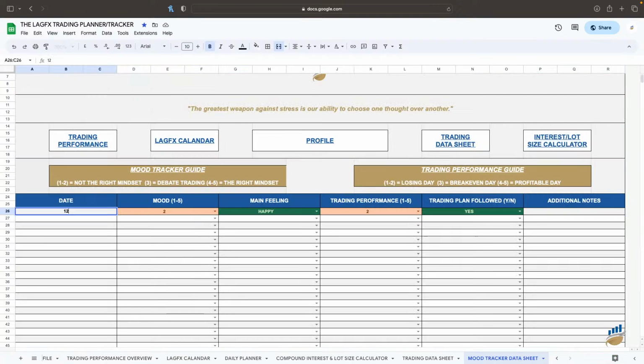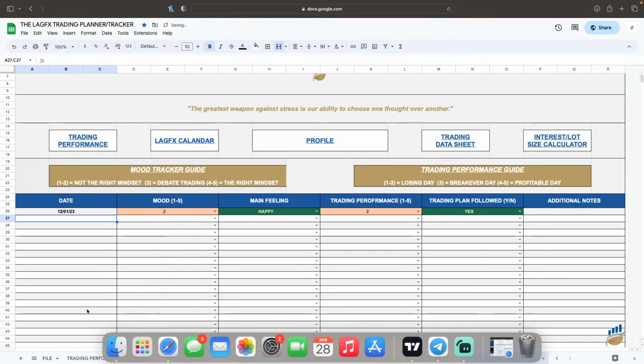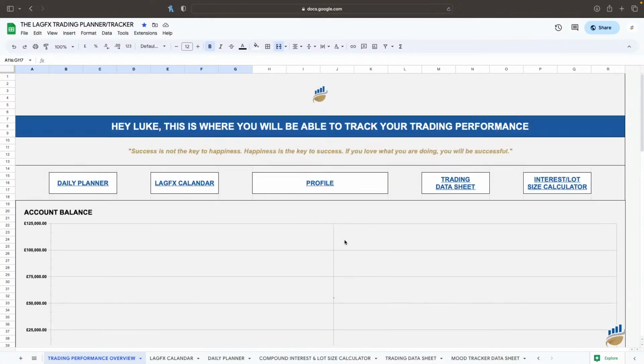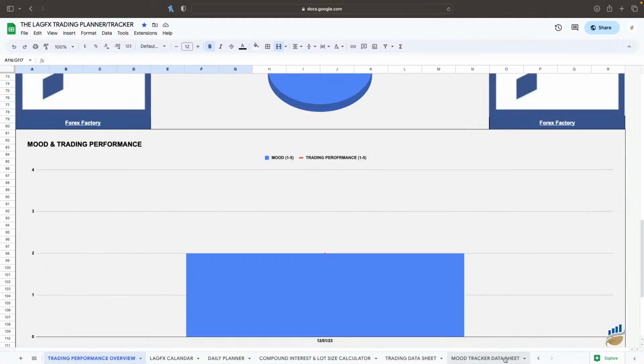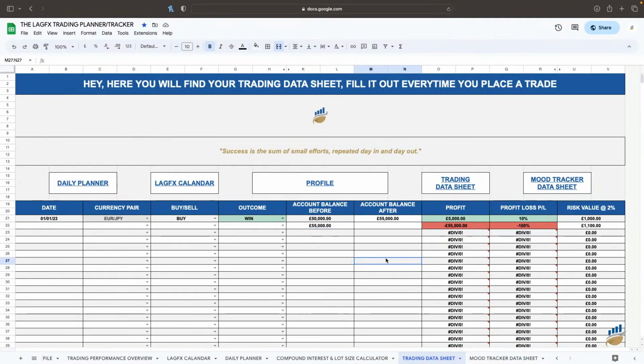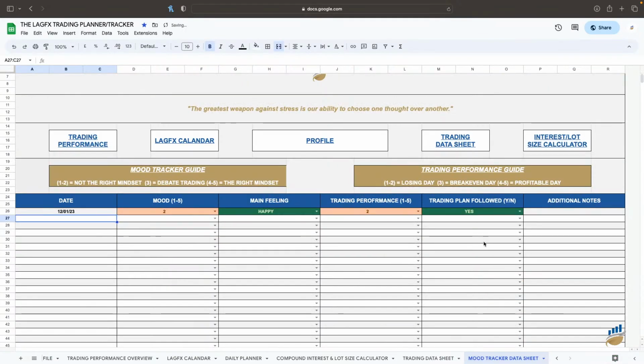So if I do 12:01 like that, let me go back to the trading performance overview. You can see that it's added that one day that we've listed on here. So all of this information automatically gets applied from filling out these two data sheets. So that's a quick run through on that and what I will be sharing with everyone.